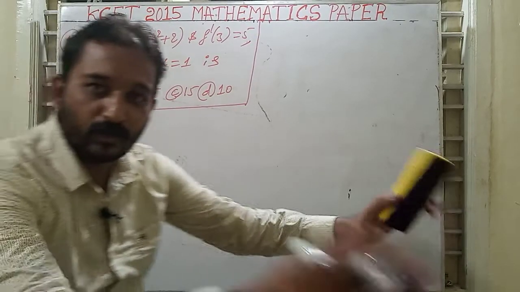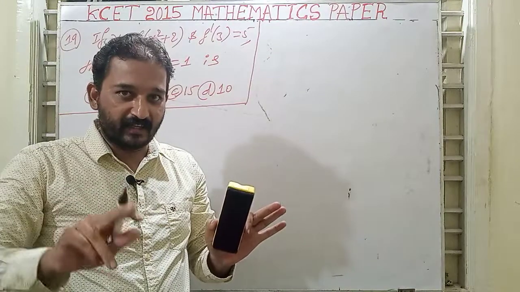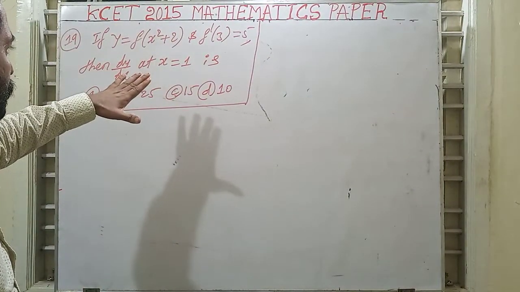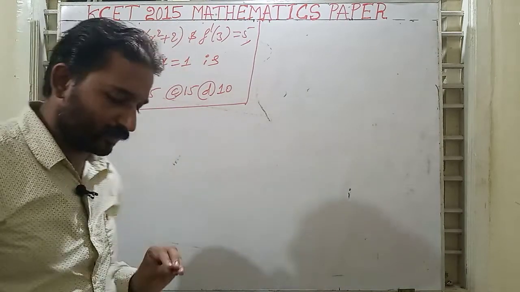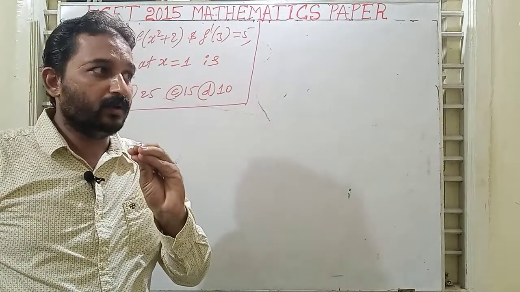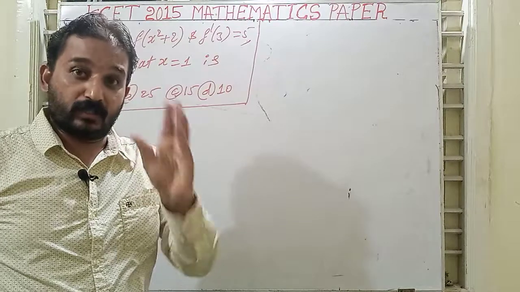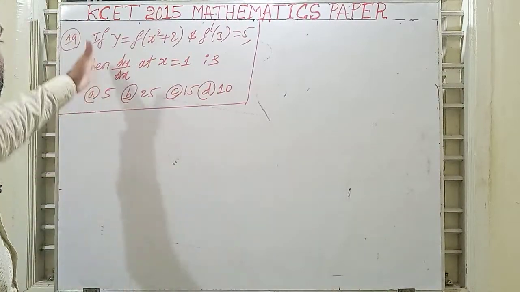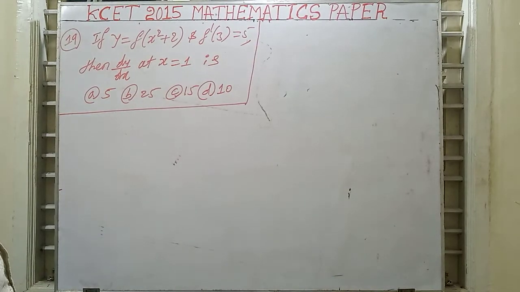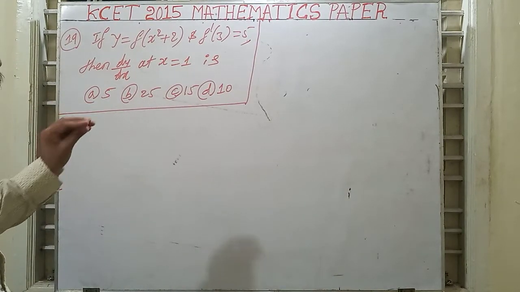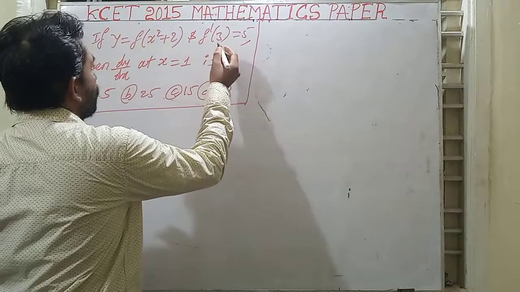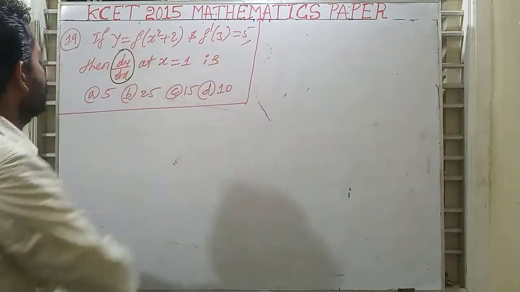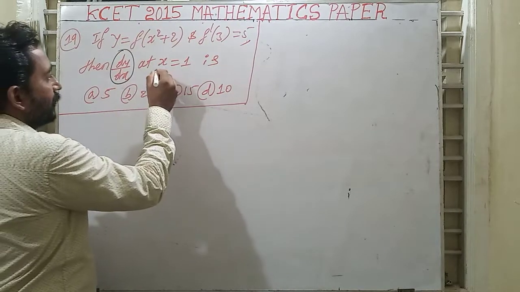So now let us move on to the next question, question number 19. This problem is based on the chapter differentiation. KCET has a total of 5 to 6 questions on the chapter differentiation. First we take the first problem. This problem is based on differentiation at a point. We have to find the differentiation of this function at x is equal to 1.